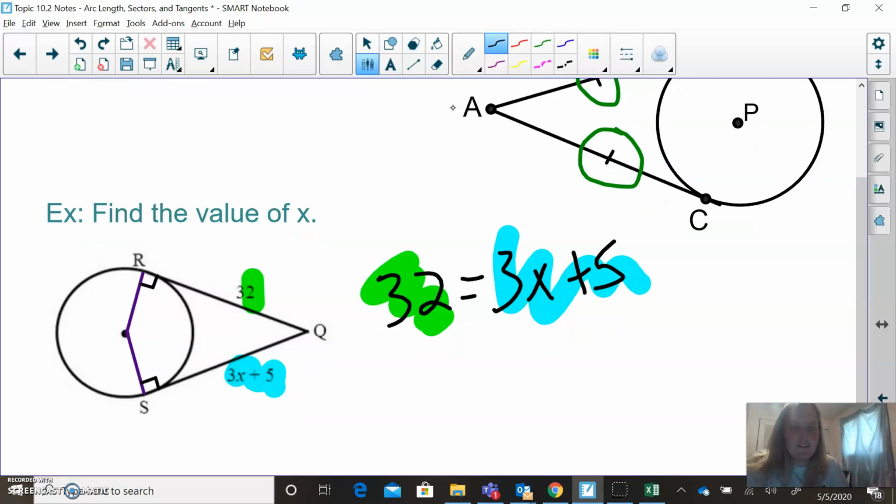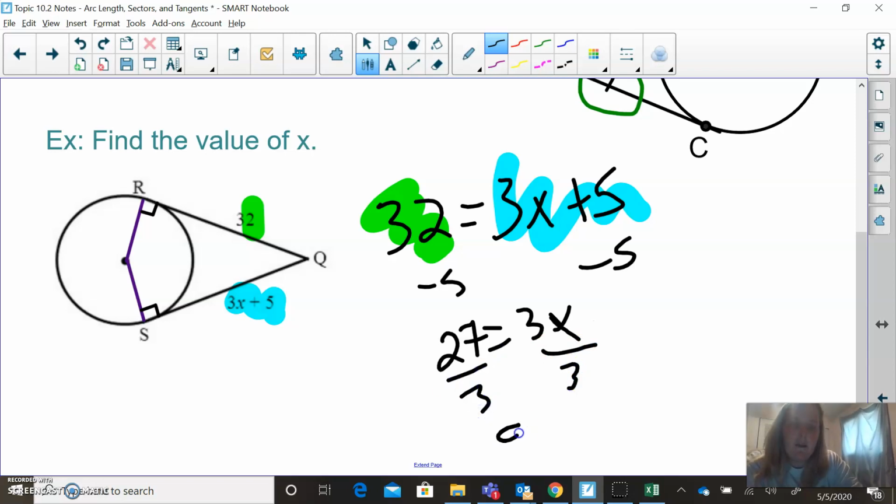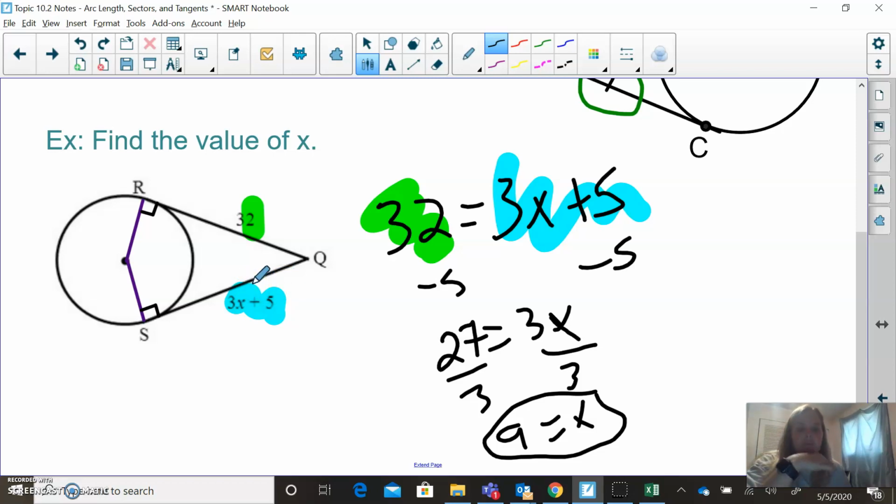Now we got to solve for x. So we're going to subtract 5 on both sides. 3x is equal to 27. Then we got to divide by 3. And 9 is equal to x. Like I said, again, this question only asked us to find the value of x. It didn't ask us to actually plug it back in. So just finding the value of x.